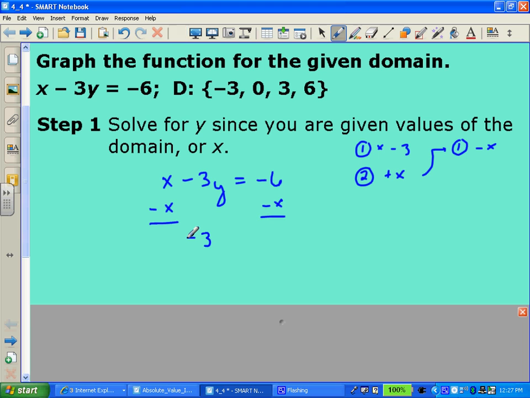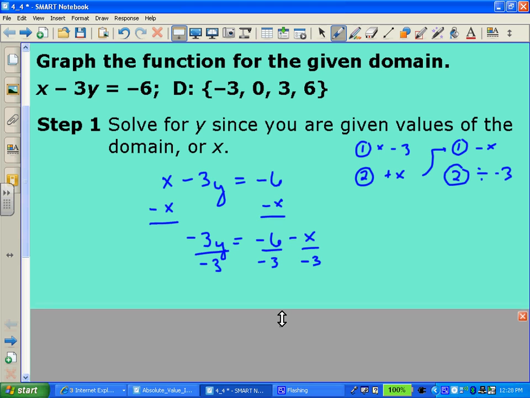So then I have -3y equals -6 minus x. And then I have to divide by -3. So I'm going to divide by -3, and I'm going to do each thing over here by -3. So then I have y equals, and -6 divided by -3 is 2, and then I have a negative divided by a negative here, and that's x over 3.